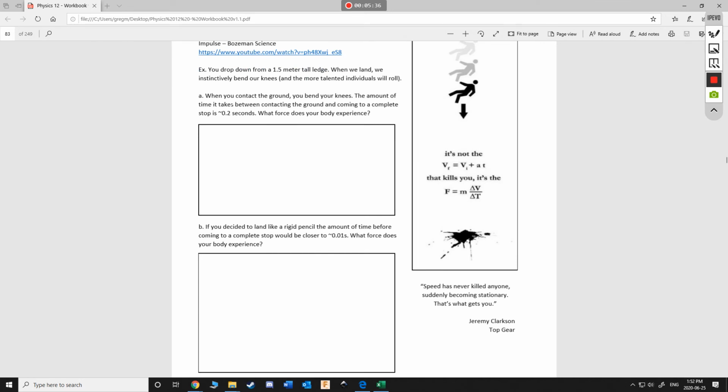It says you drop down from a 1.5 meter tall ledge. When we land, we instinctively bend our knees, and more talented individuals will roll. So this is just trying to put in perspective how time can affect the force experienced.